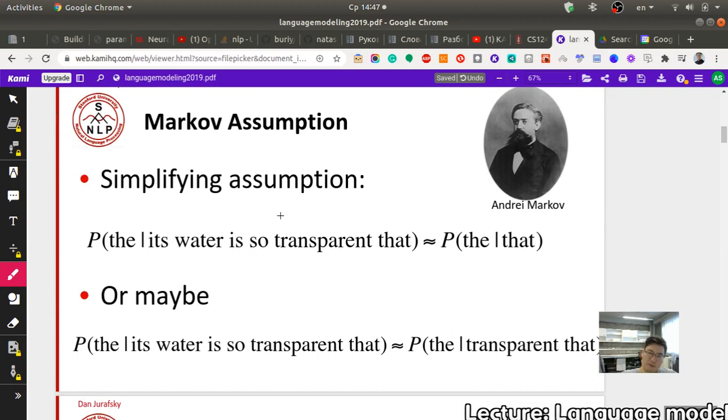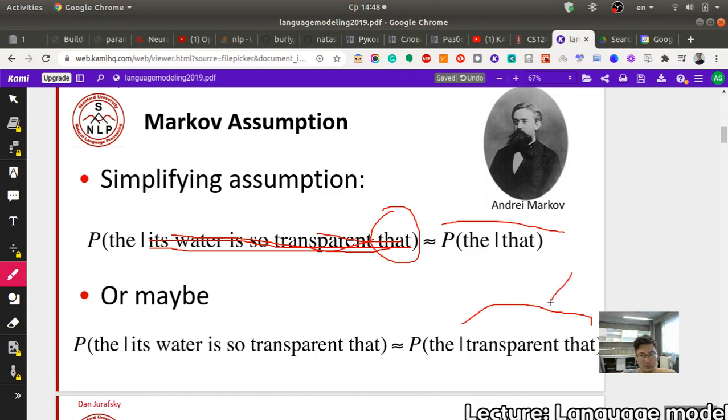It's called the Markov assumption. Let's not consider this part, its water is so transparent that. Let's consider only this part, only the last word. So after its water is so transparent that, is it actually there which goes after transparent that, or this one? So we can understand which of them is better for language modeling.